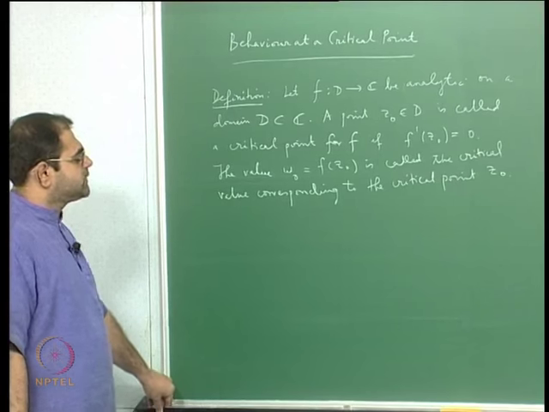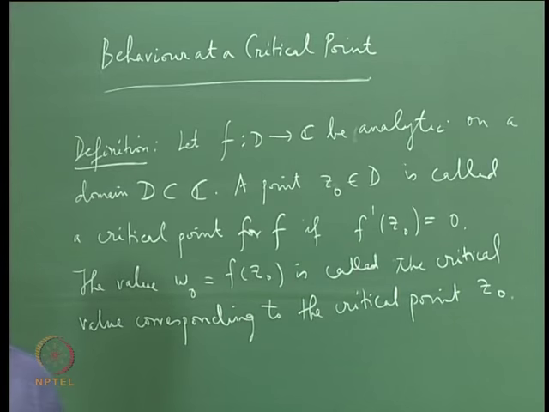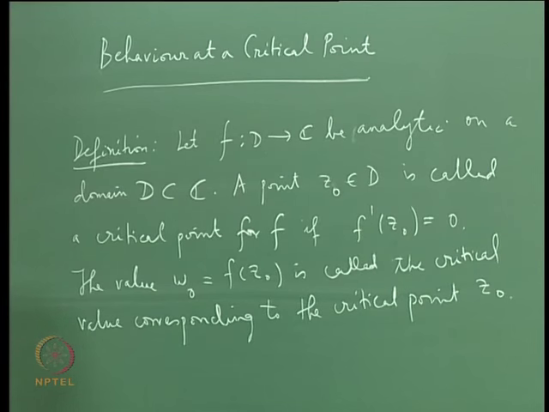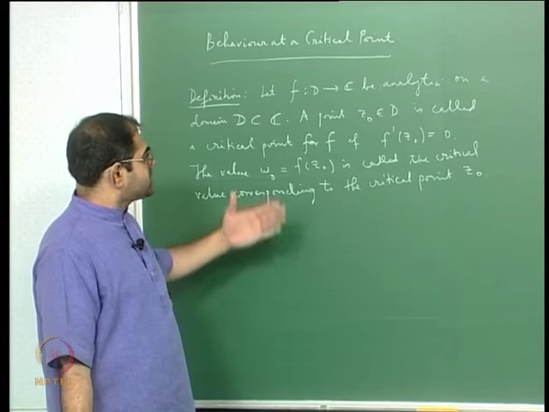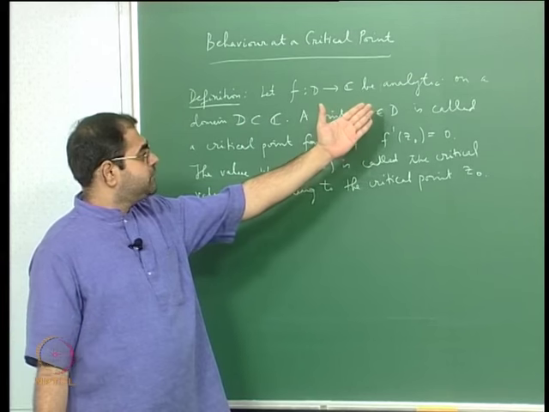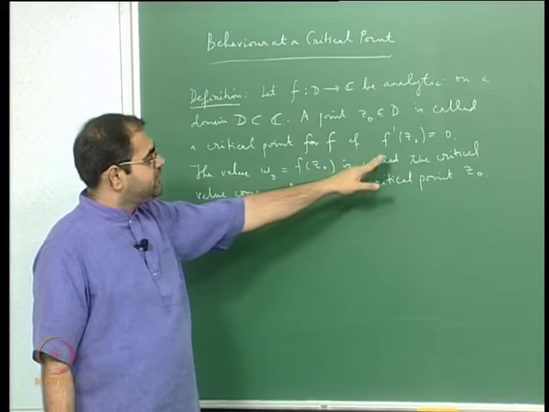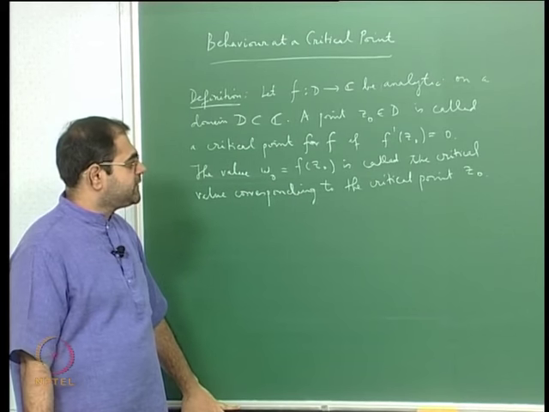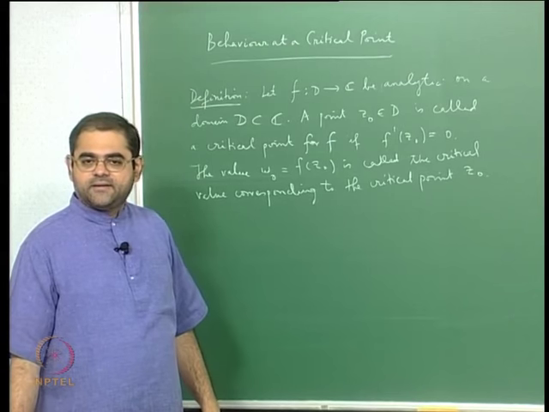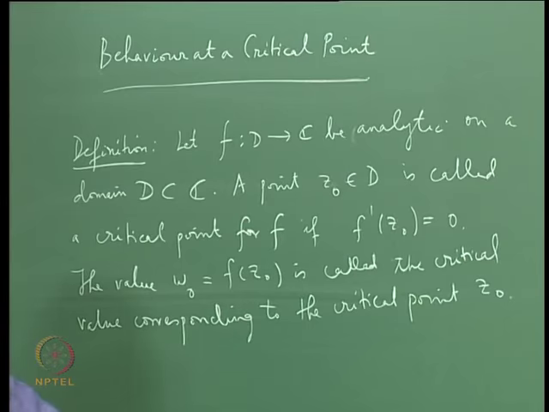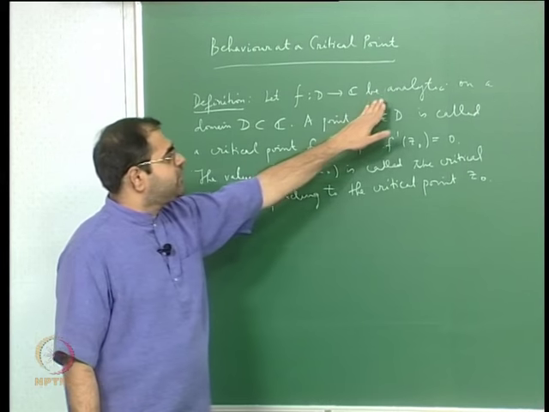And so z naught is a zero of f dash, and of course f dash is an analytic function. Note that I am certainly not going to consider a constant analytic function. I am assuming that my analytic function f is non-constant, because had it been constant then the derivative would be identically 0, every point would be a critical point, and there would be only one critical value, namely the constant value of the function. I am not considering that case, so I am considering a non-constant analytic function.